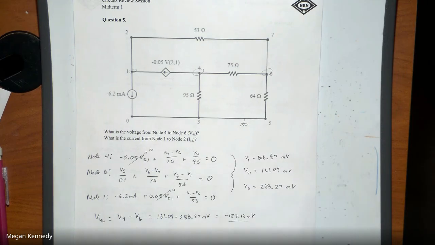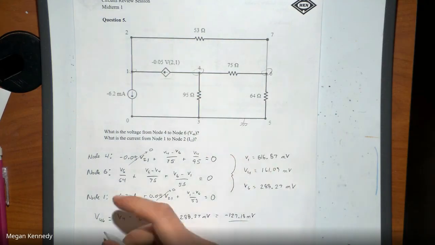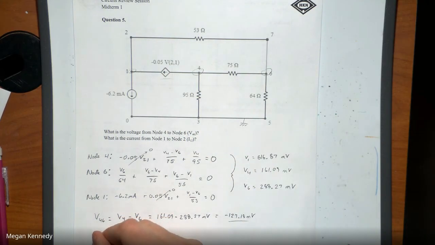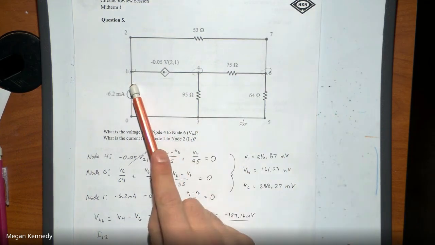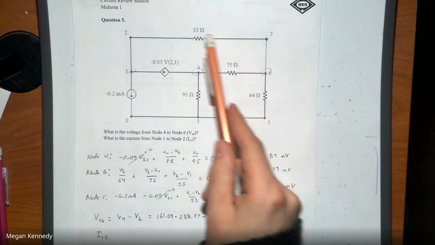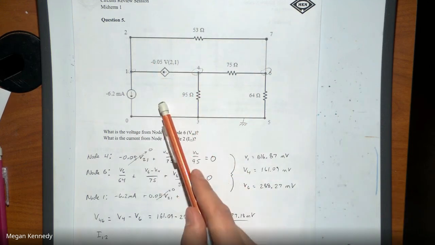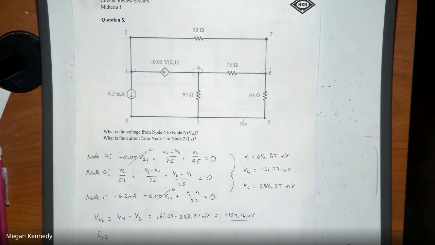The second thing we care about is the current going from node 1 to node 2. So there's a few ways we can do that. The first is we could go through and do V6 minus V1 divided by those 53 ohms, and that'll give us the current flowing from 2 to 1. Flip that around, we get the current from 1 to 2. We can also use KCL here, just given what we know. So I'm going to do that.